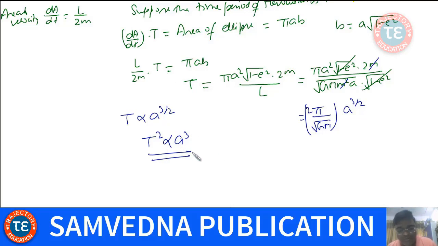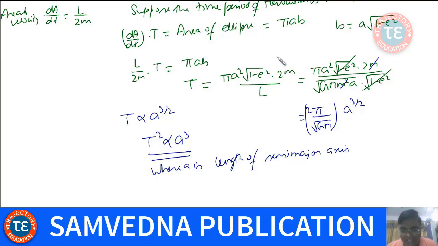T squared is proportional to a cube, where a is the length of the semi-major axis.